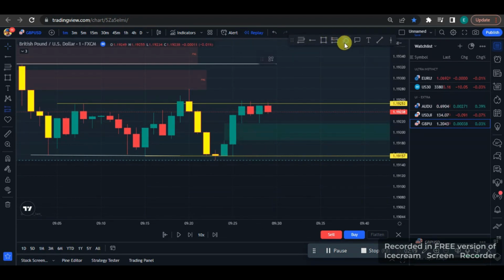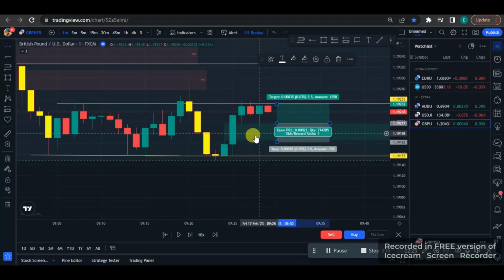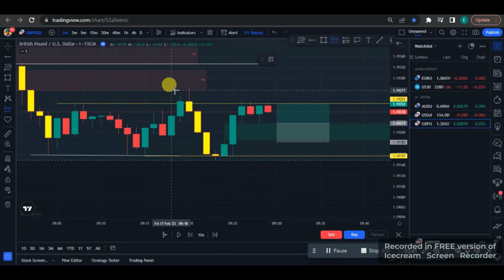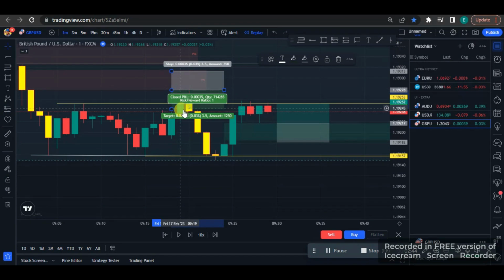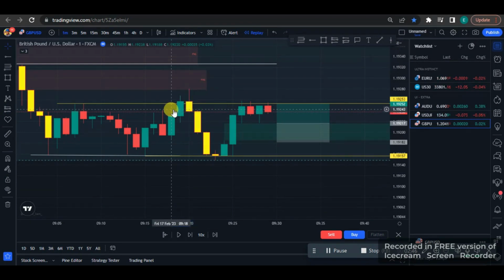So my entry will be on this fair value gap. So this green box you can see in the middle here, you can see there's a red one above here. But because we are not looking to sell, I wouldn't take this trade. But you can see even with a sell, it worked. I'm not saying every FVG will work. Obviously, it wouldn't. But be careful.